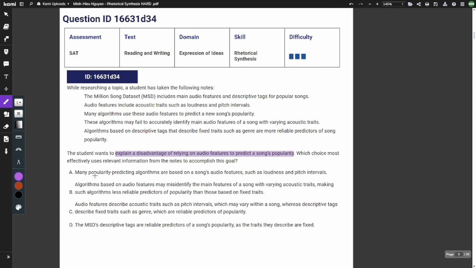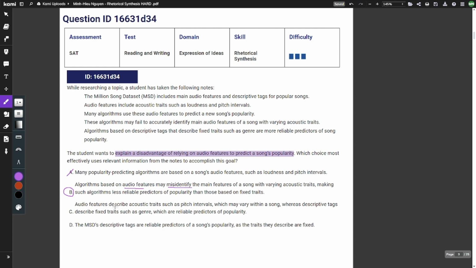A. Many popularity predicting algorithms are based on a song's audio features such as loudness and pitch intervals. That's cool, but it doesn't talk about a disadvantage. B. Algorithms based on audio features may misidentify. Let's just stop right there. It talks about audio features, and it talks about a disadvantage, that it may misidentify something. So, that's our answer. But for funsies, of course, I will move on to the rest.